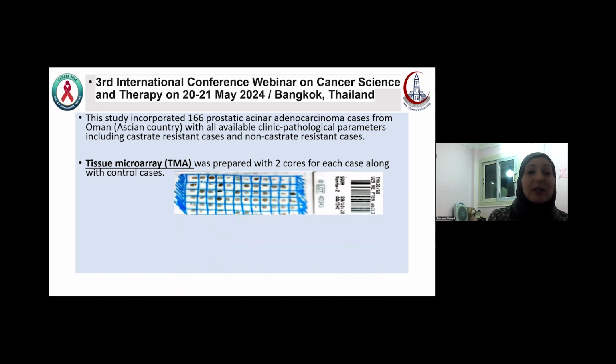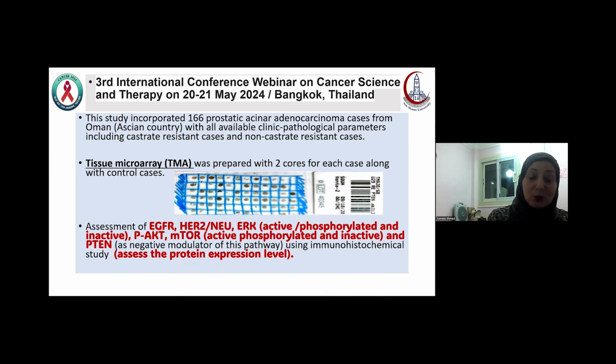This is the slide we prepare. We prepare a mega block containing many of the cases in the same block so that we can study more and more cases. We apply the antibody for these molecules labeled by dye, brown dye called DAB. If these molecules are present, the brown color will appear on the tissue section. If the molecular marker is not present, no brown color will appear in the section. This is called immunohistochemical study.